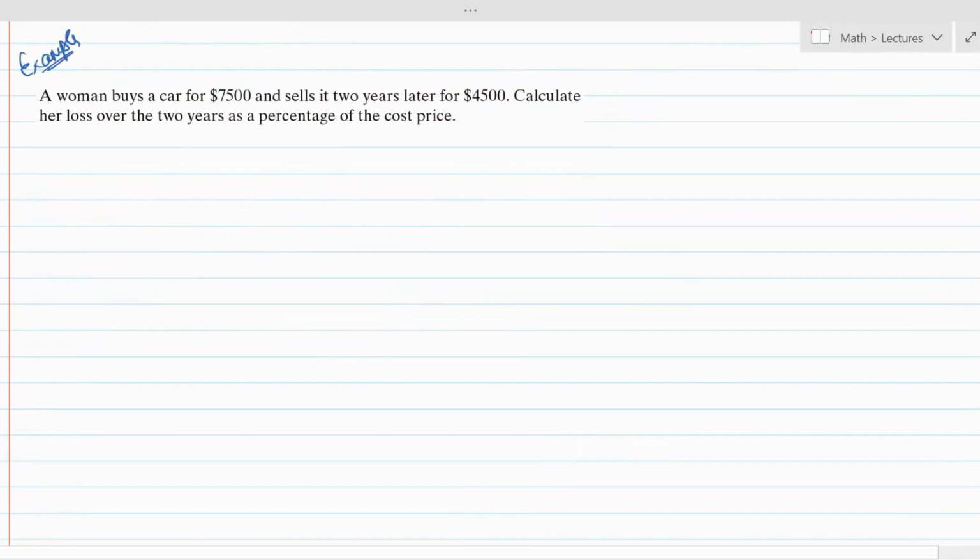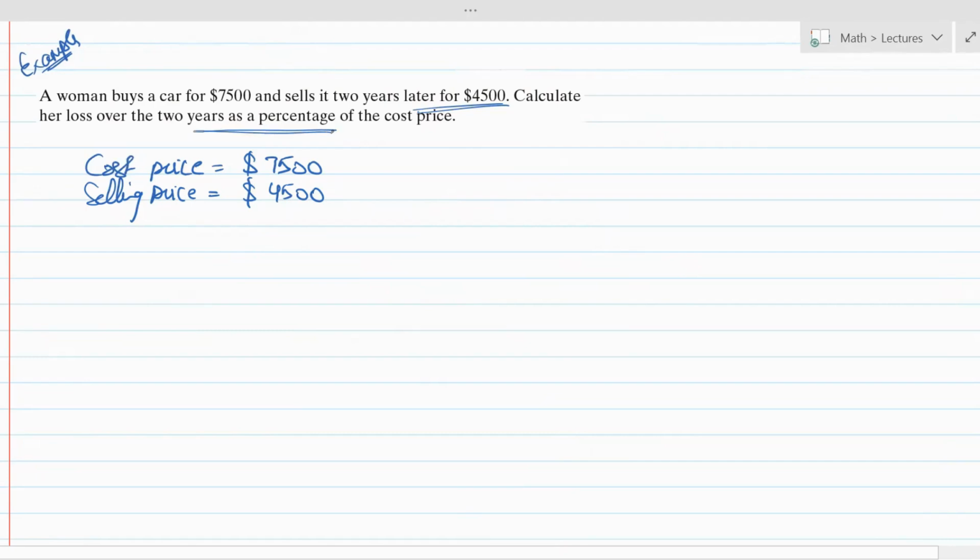in case of this example, it says a woman buys a car for $7,500. So buys a car means we have this cost price with us, which is $7,500, and sells it 2 years later for $4,500. The selling price for the car is $4,500. Calculate her loss over the 2 years as a percentage of the cost price. So in a way, we have to find the loss percentage here.